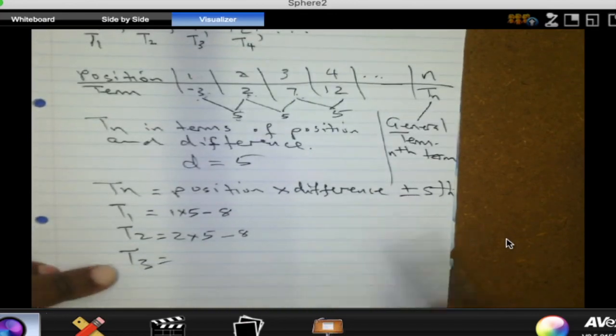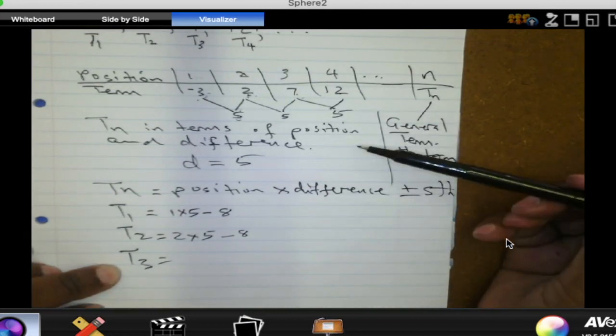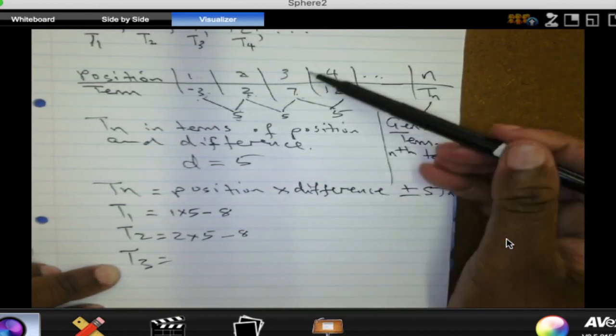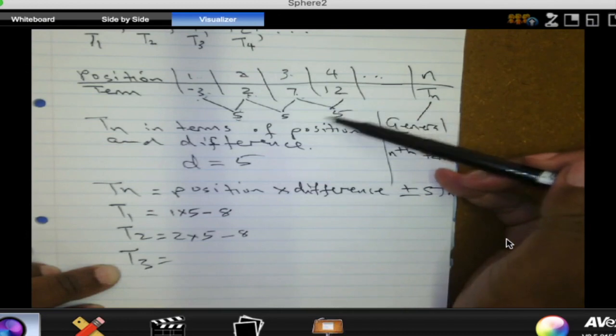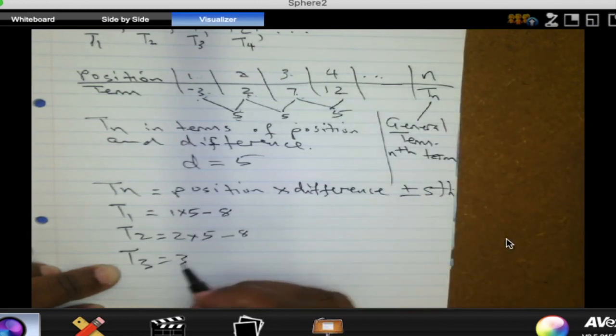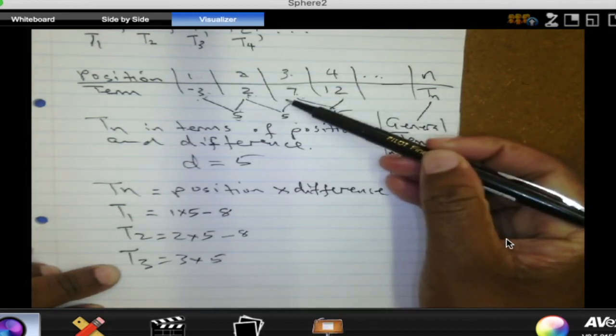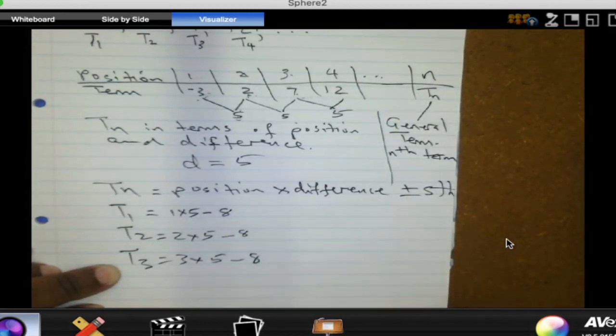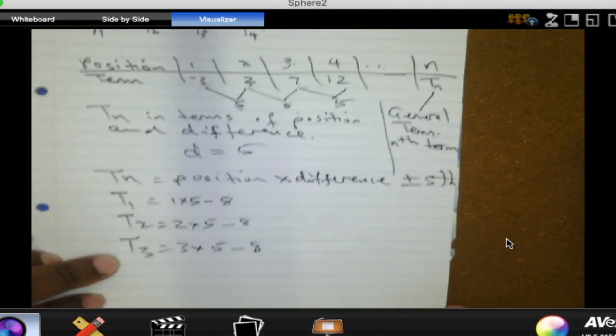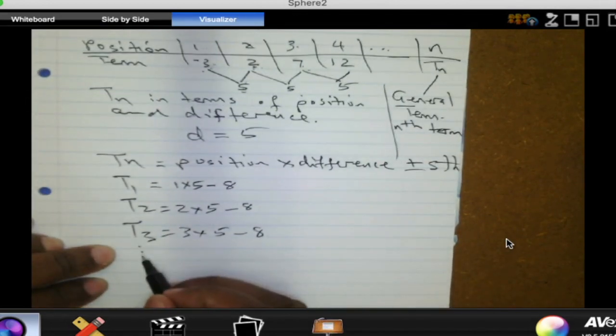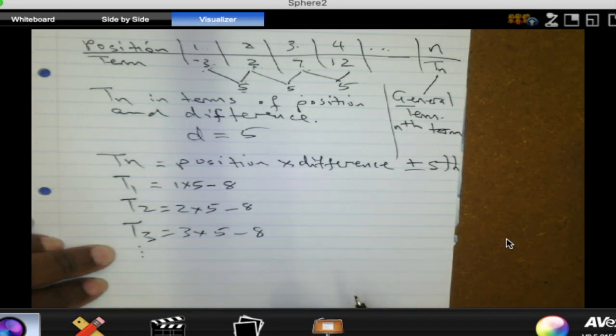The position of, obviously, T3 is in the third position. So if you take 3 and you multiply by 5, you get 15. So 3 multiplied by 5 is 15, but 15 is not equal to 7. So we need to subtract an 8. And so already we can see a pattern, right? So if things continue like this, we will have to think exactly the same way for T4, think the same way for T5, and so on.